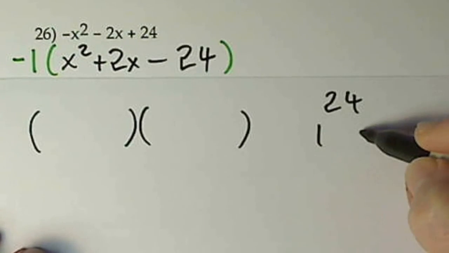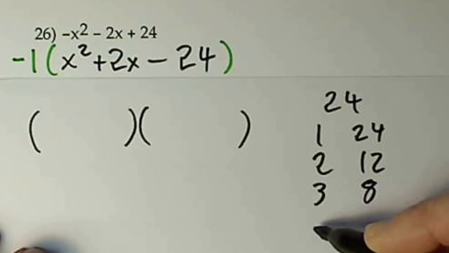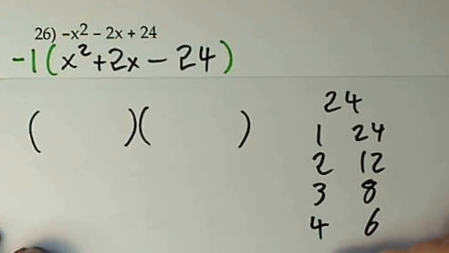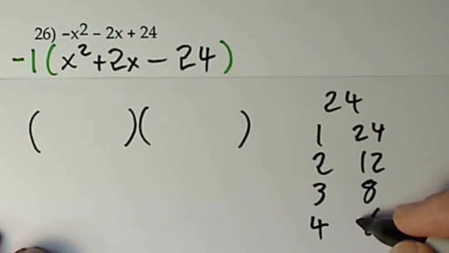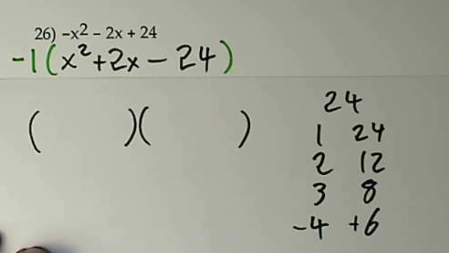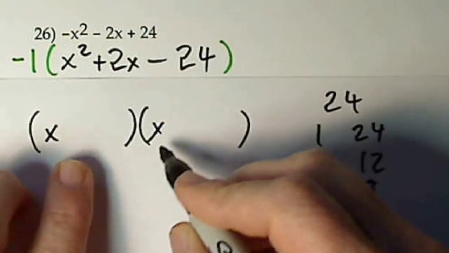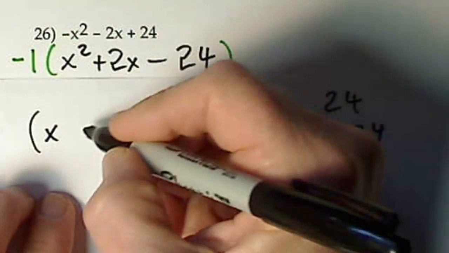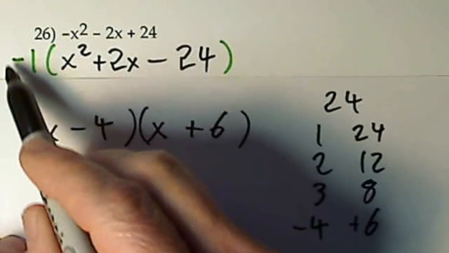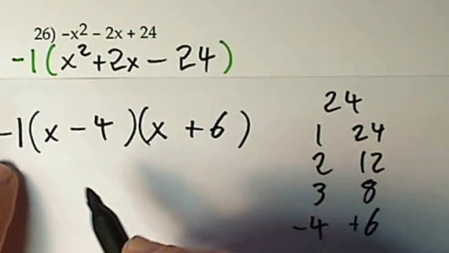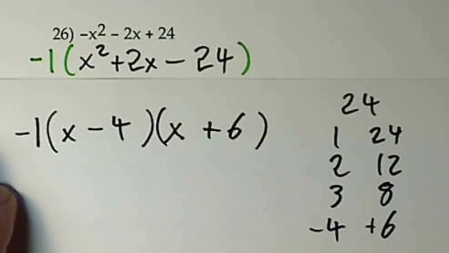List all the factors. 1, 24, 2 and 12, 3 and 8, 4 and 6. And there's all the factors of 24. I want a difference of +2. So it must be a +6 and a -4. Okay, so the factored form, you'll have an x in the first position, right? And then -4 and +6. Okay, and don't forget, sitting in front, this -1 is very important because, again, you're not allowed to change the value of what you're given. You can only change the way it looks.